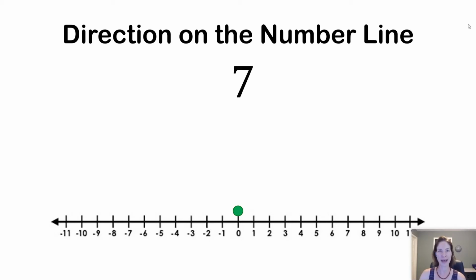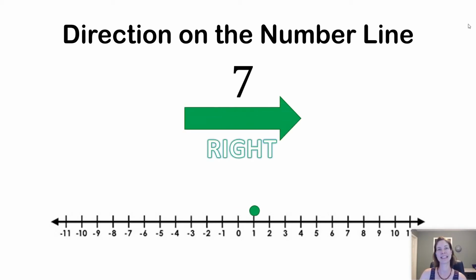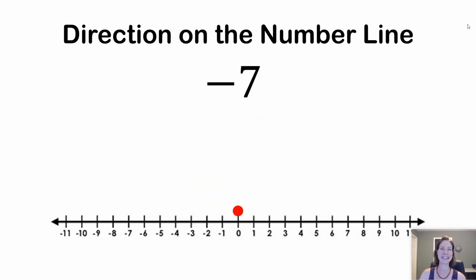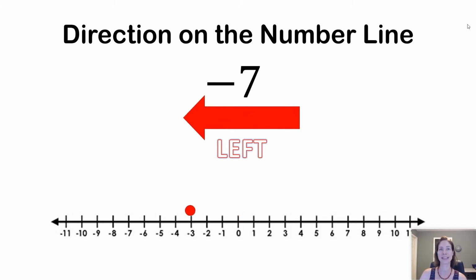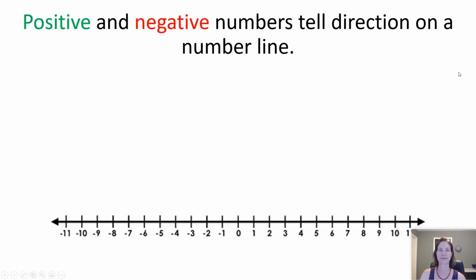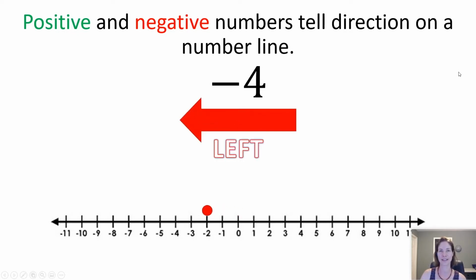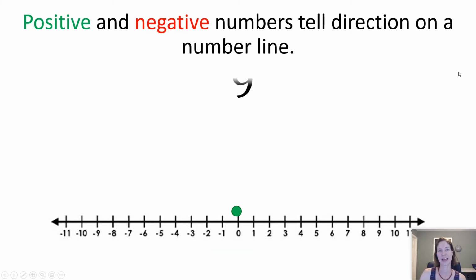So if I have a positive 7, that tells us it is 7 units to the right of 0. If we change this to a negative 7, now it is to the left of 0, 7 units. So opposite directionally. Therefore, this one is left 4 units. And this value is right 9 units.